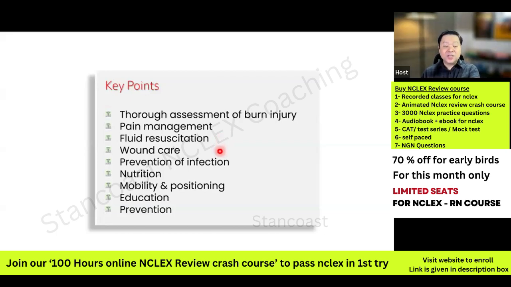Now, another is wound care, which is very important, especially when we are administering dressing changes. We want to make sure that we are very careful in addressing this. Use aseptic or surgical technique during the dressing changes, and also when we are treating our patient.